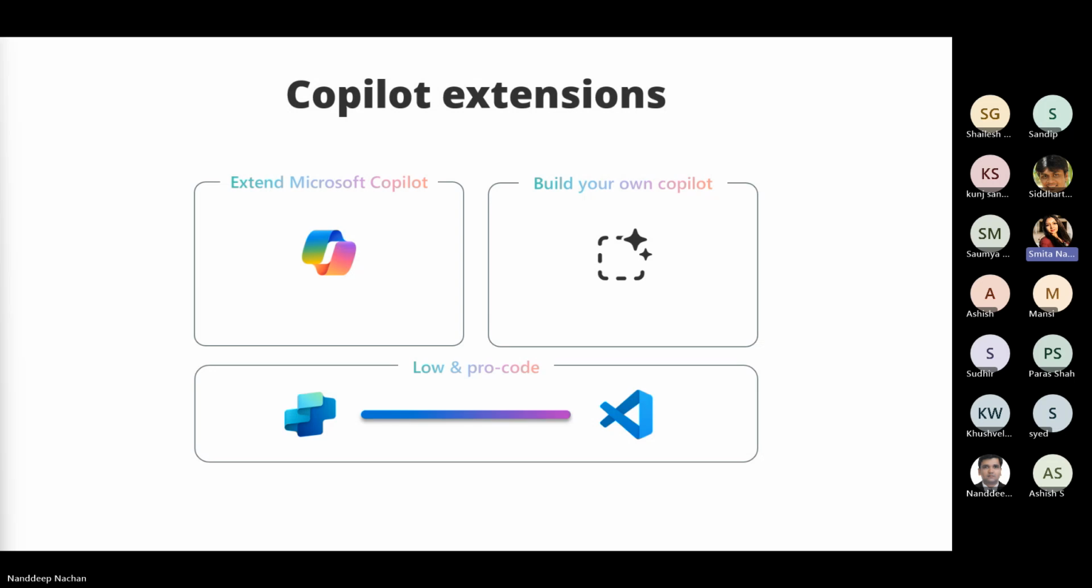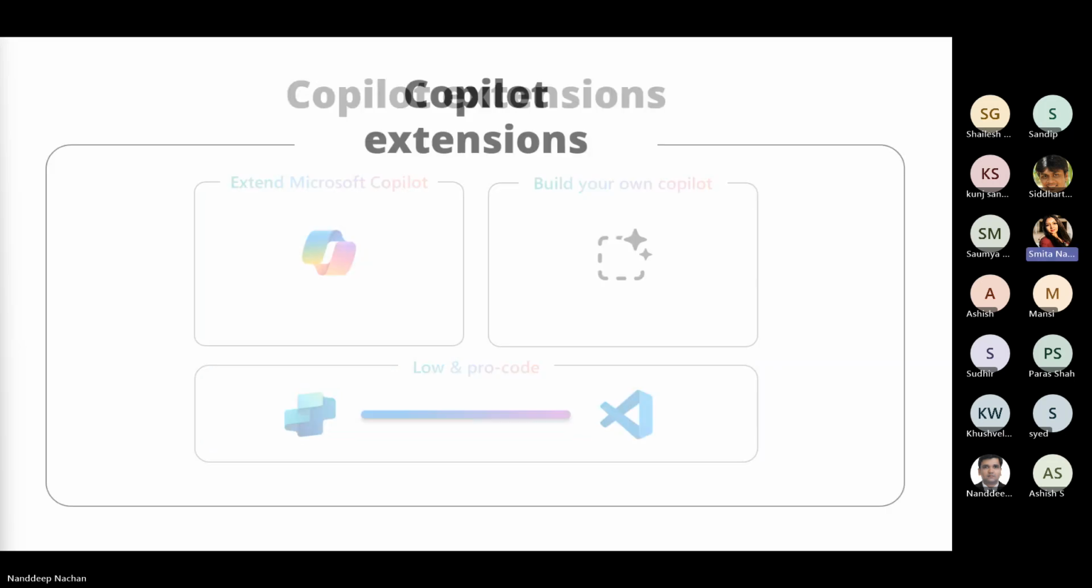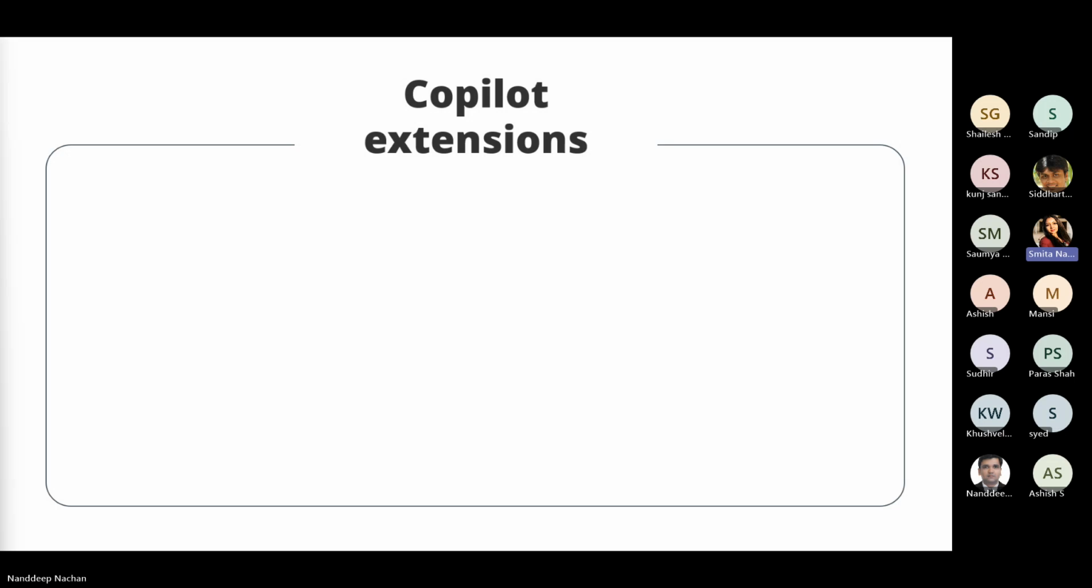So this framework allows developers as well as businesses to choose between extending the current capabilities of Microsoft Copilot, creating their own Copilot solution from the ground up, or choosing from both low code and pro code options for the customizations. It provides the flexibility in tailoring the AI to meet diverse business needs and technical requirements. This also aligns with the vision of enabling broader adoption of AI-driven productivity across organizations. So with that, let's go ahead and check these Copilot extensions.